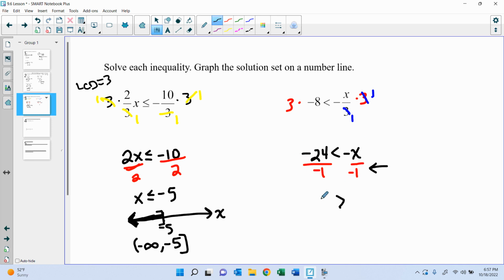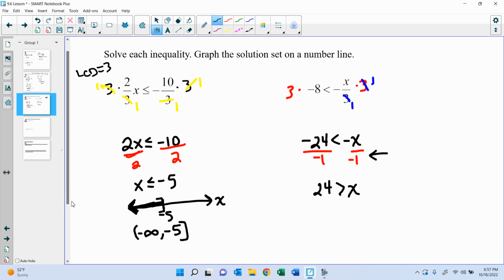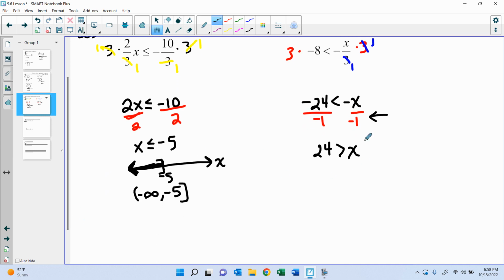Now we simply write down what's left. -24 over -1 is 24. And then negative x over -1, negative over negative makes positive, and we get x. Now we have that problem where the x is on the right and it doesn't read very well. So now we're going to flip this whole thing around, which means we have to flip everything. So we do x, we flip the inequality to less than, and then we put 24. And if you read this, 24 is greater than x. That means 24 is bigger than all the x's. That's the same thing as saying x is less than 24.